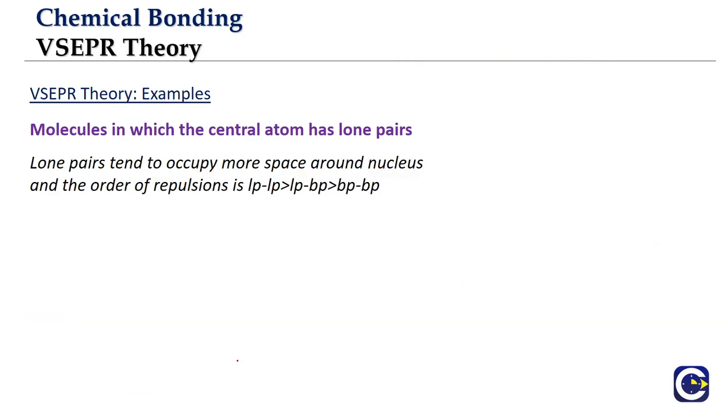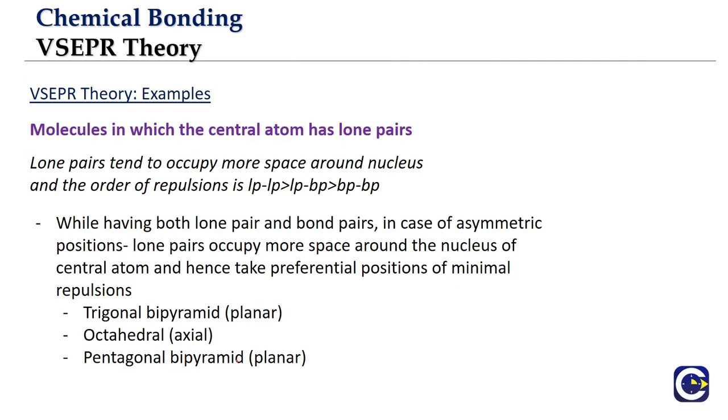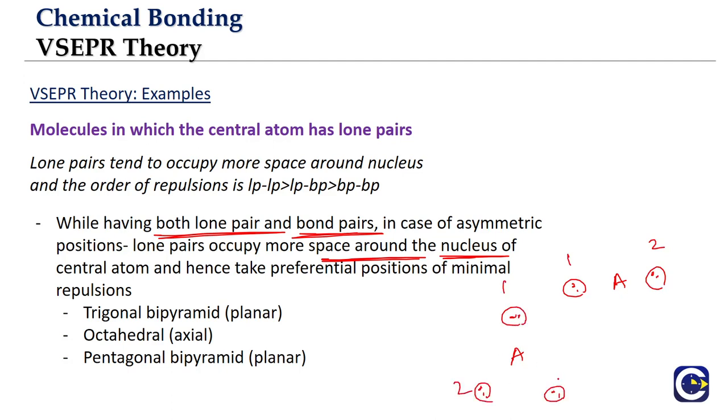Now the other thing that we need to keep in consideration is, since we say that the lone pairs have more repulsions and occupy more space around the nucleus, when we talk about molecules having both lone pair and bond pair, if it is a linear arrangement, you have the central atom with two positions on either side. Both the positions are symmetric. If you have a trigonal planar arrangement, we'll have 3 positions, 1 2 3. All three are symmetric.